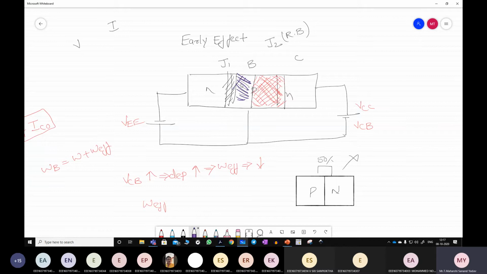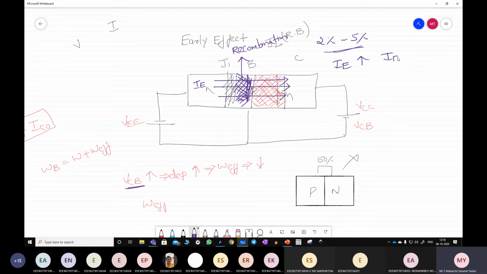So once this W effective decreases, will recombination happen? Guys, will recombination take place if this region is very small? No. So generally what is the range? It is in the range of 2% to 5%. Now what I'm doing is, because of the increase in VCB, I'm trying to reduce this portion also, so that the recombination will not take place. All the current, which is nothing but IE, will directly enter into the collector end. So this is the reason because of which IE is more compared to IB.